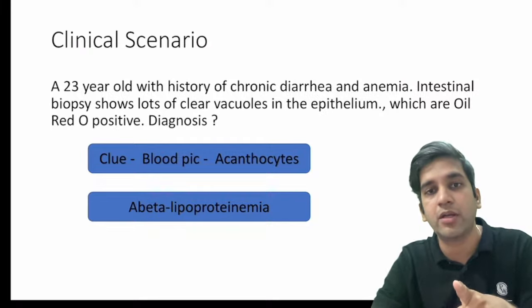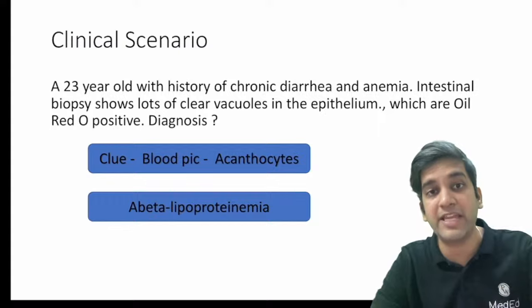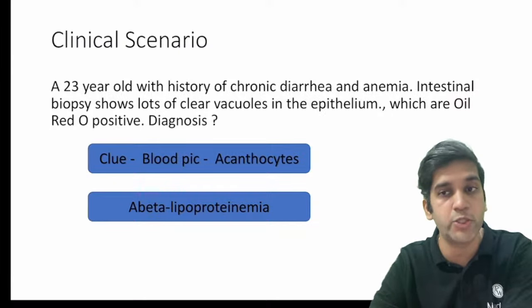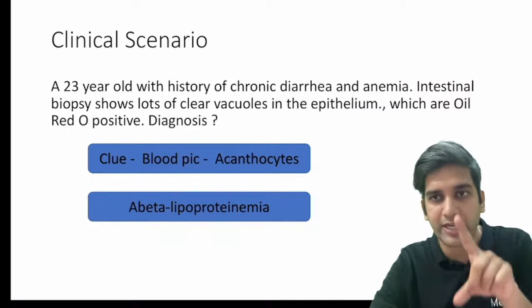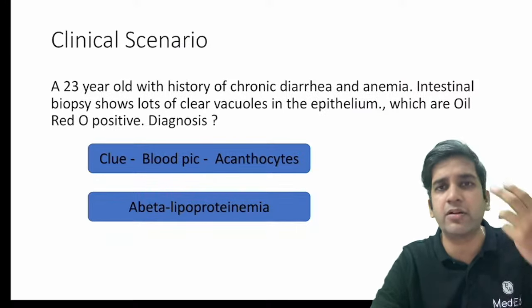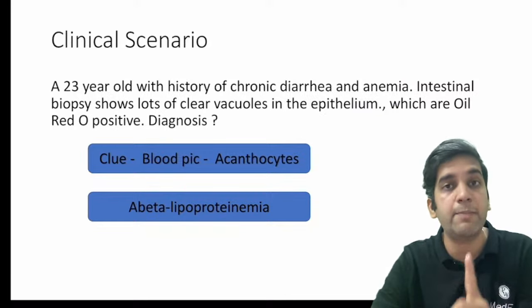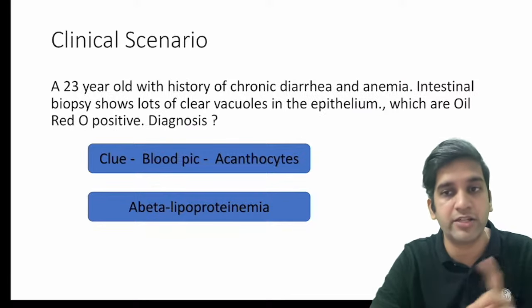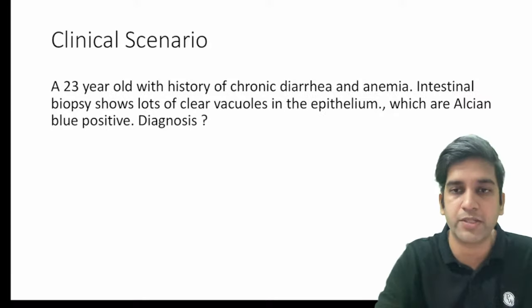Whipple's will not be Oil Red O positive. Whipple's will be PAS positive and diastase resistant, right? That's how Whipple's will be. Since it's fat, you think of abetalipoproteinemia. Fine. Whoever answered Whipple's might have the same symptoms. In addition, Whipple's can have a few findings in the eye, neurological symptoms and joint pain, but it will be PAS positive, diastase resistant foamy macrophages. Perfect. Okay. Next question.